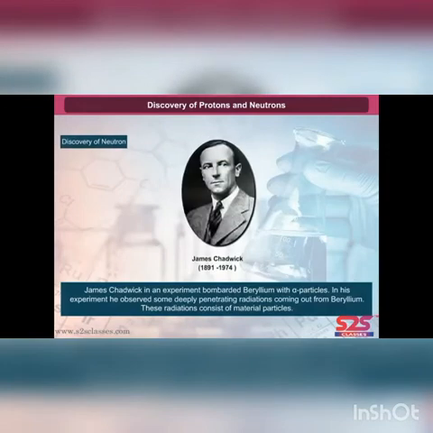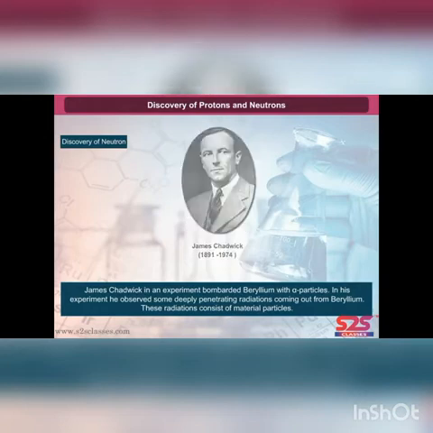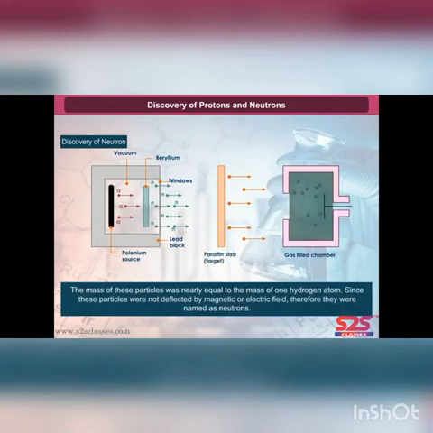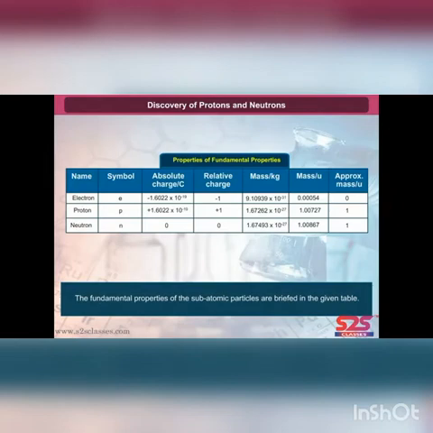Next is the discovery of neutron. James Chadwick, in an experiment, bombarded beryllium with alpha particles. He observed some deeply penetrating radiations coming out from beryllium. These radiations consist of material particles. The mass of these particles was nearly equal to the mass of one hydrogen atom. Since these particles were not deflected by magnetic or electric field, they were named neutrons. The fundamental properties of the subatomic particles are briefed in the given table.